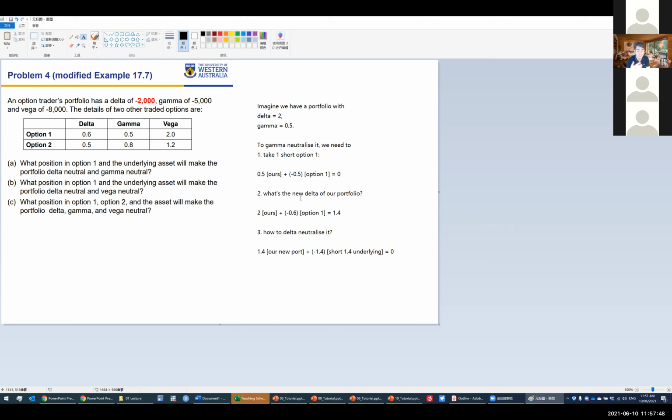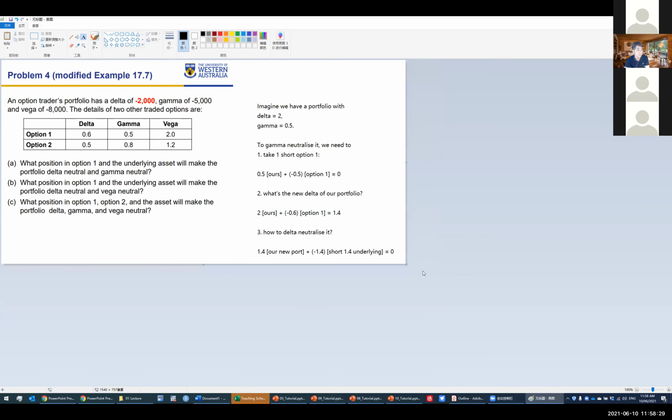So the calculation here is actually extremely easy. How hard is that? It's just math. But the point here is that options carry delta, gamma, and vega. As soon as you add more options to your portfolio, that changes your overall delta, gamma, and vega. That's why you gamma neutralize first, work out the new delta, and then delta neutralize with the underlying asset, because the underlying asset has no gamma. Doing that is not going to change your existing gamma neutralization. Okay, got it. All right, thank you.